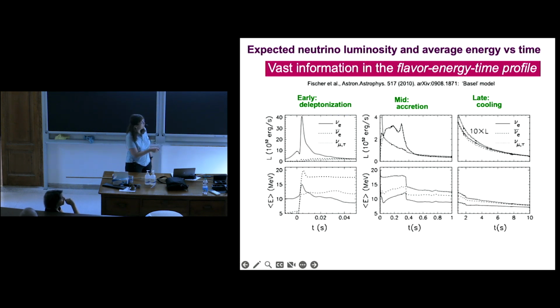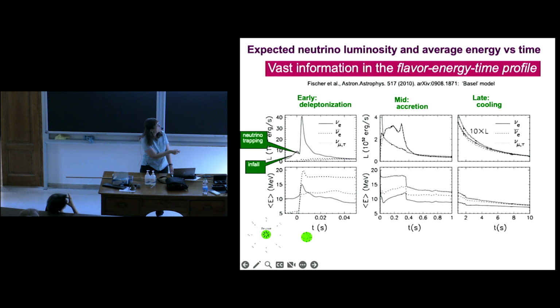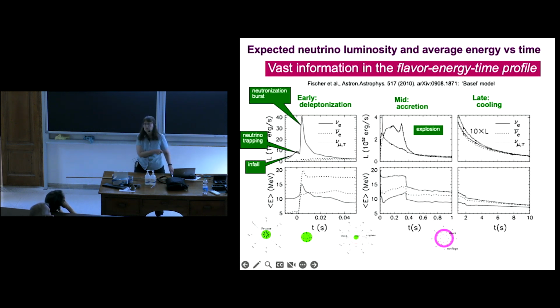And this shows 3 time phases. First, about 50 milliseconds, where what you get is the deleptonization, the neutronization burst. You get turn on of electron neutrinos, and then a very bright, sharp spike of electron neutrinos as the neutrons form. And then there's actually this little feature here, a trapping notch, when neutrinos are actually trapped for a short time. In the mid time scale here, up to about a second, you get explosion, and you can see actually reflected in the electron neutrinos some interesting things that are going on here. And then over 10 seconds, you get cooling.